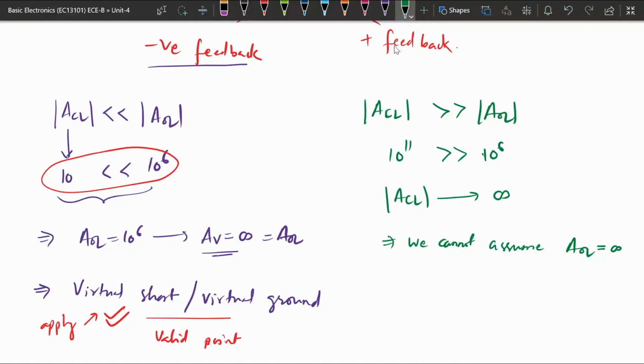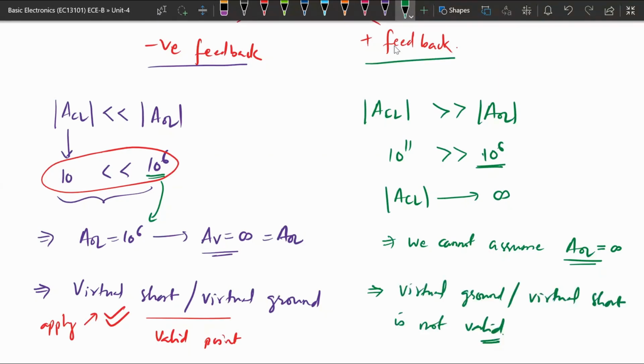In these two considerations, 10 power 6 is there and this was considered as infinity. But here it is 10 power 6, and in comparison to the closed loop gain, it is very less. So it will not be considered as infinity. Now, the virtual short and virtual ground concept that we use in case of a negative feedback circuit, we will not be able to use in case of a positive feedback circuit.